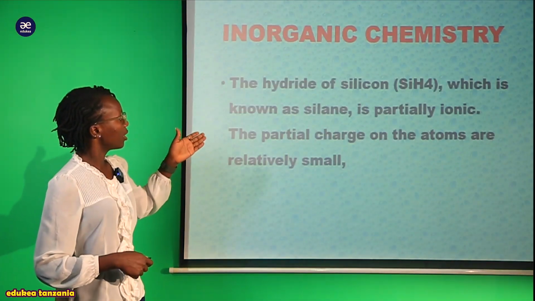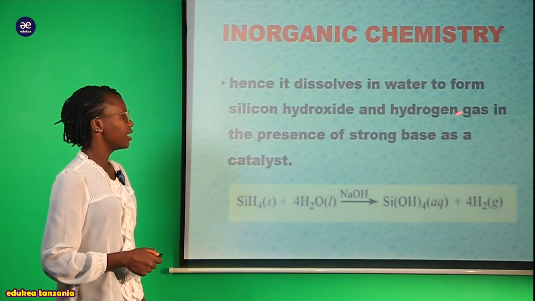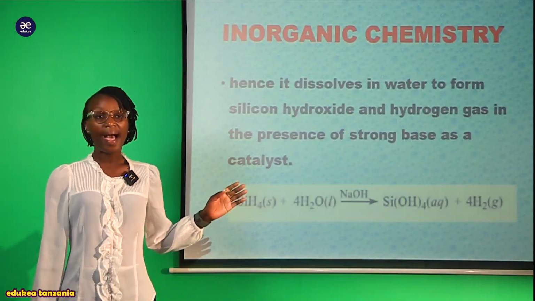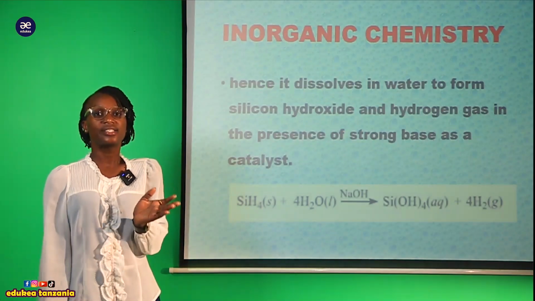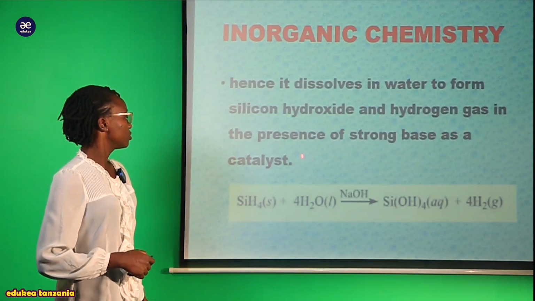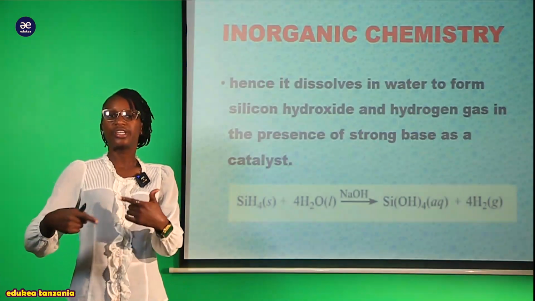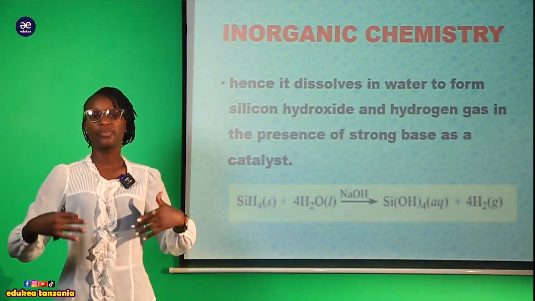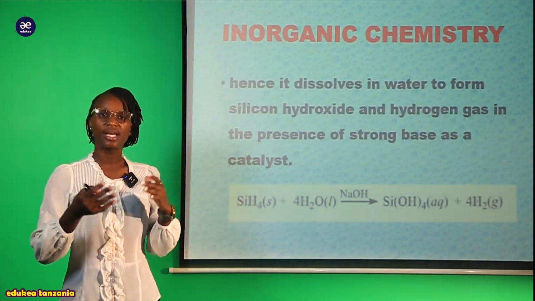So now you can see that when we talk about the hydride of silicon, it says that due to that, it dissolves in water to form silicon hydroxide and hydrogen gas in the presence of a strong base as a catalyst. Because this silicon forms a partially ionic compound and its partial charges are relatively small, silicon hydride tends to dissolve in water and form silicon hydroxide and hydrogen gas in the presence of a catalyst. The catalyst is a substance which speeds up the rate of a chemical reaction, but at the end of the reaction it remains chemically unchanged; it doesn't take part in the reaction.